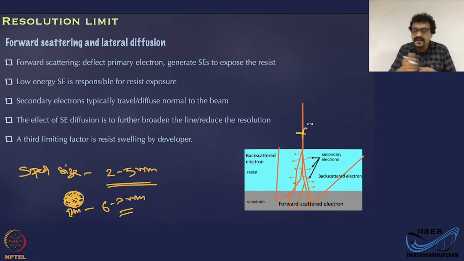Okay. And the third limiting factor is the resist swelling by the developer. So when you post-process or develop this, you dip the substrate into some solvent that can cause a little more chemical change, further chemical change, and a kind of swelling effect that will broaden or soften the feature that you have written. Okay. So eventually, what is responsible for the feature size is mostly the characteristics of the resist and the scattering mechanism. It's not the primary beam. That is the take-home message. Okay.